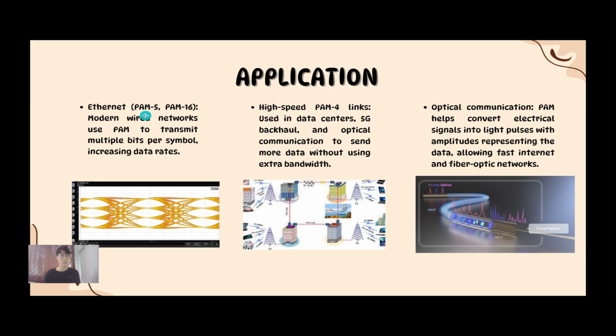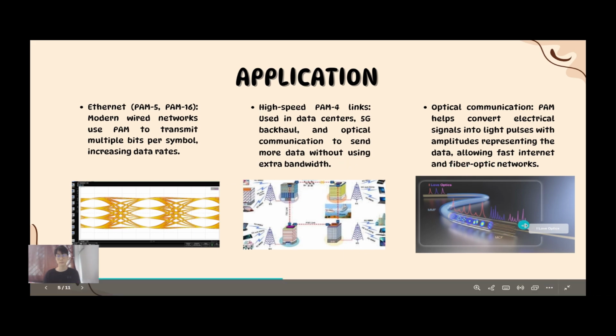Firstly is the Ethernet PAM5 and PAM16. Modern wired networks use PAM to transmit multiple bits per symbol, increasing data rates. Secondly is the high-speed PAM4 links. It is used in data centers, 5G backhaul, and optical communication to send more data without using extra bandwidth. Lastly is the optical communication. PAM helps convert electrical signals into light, with amplitude representing the data, allowing fast internet and fiber optic networks. Here is the diagram for the application.